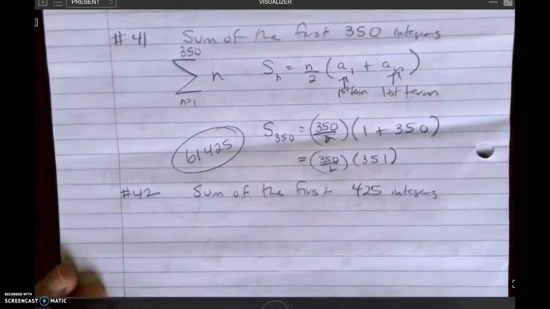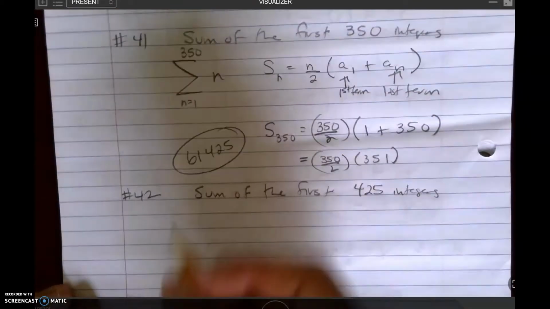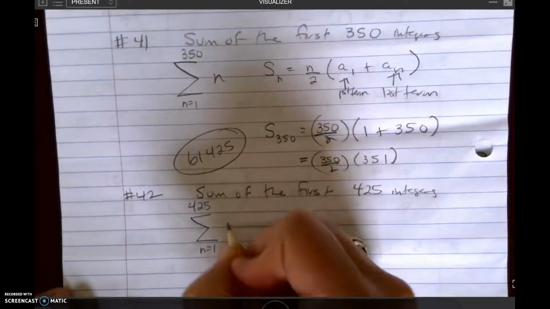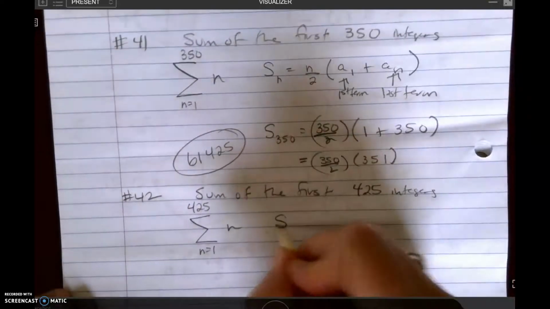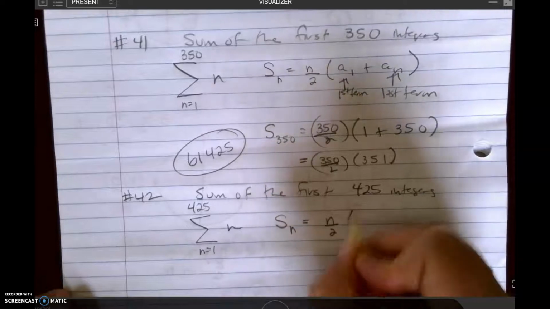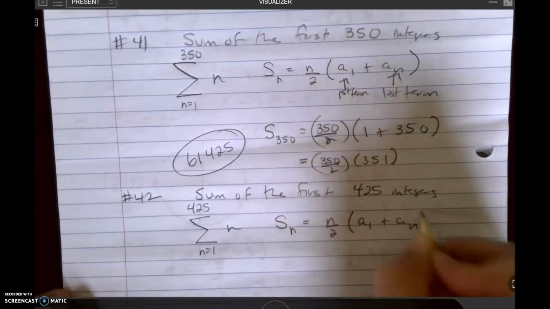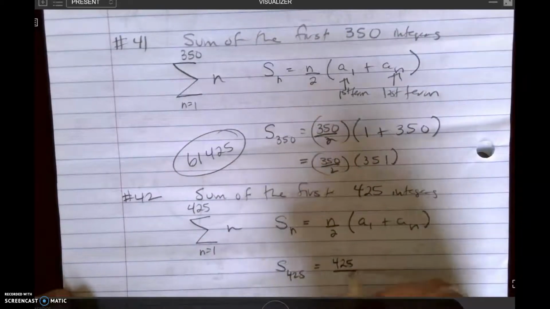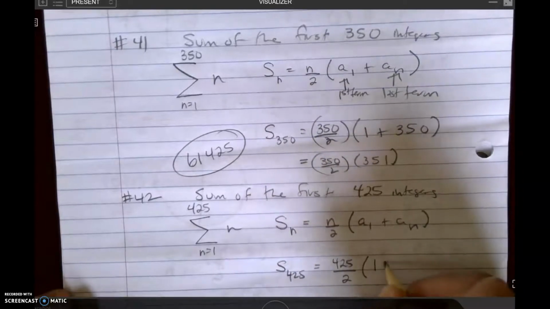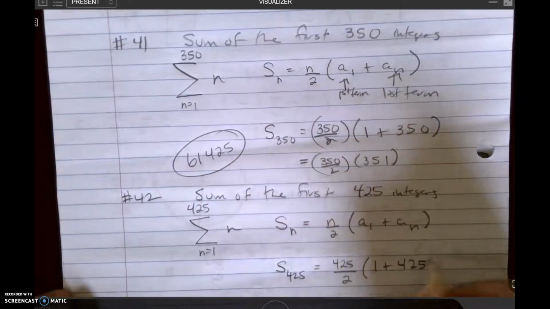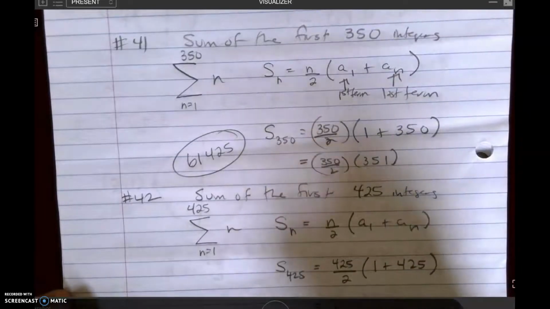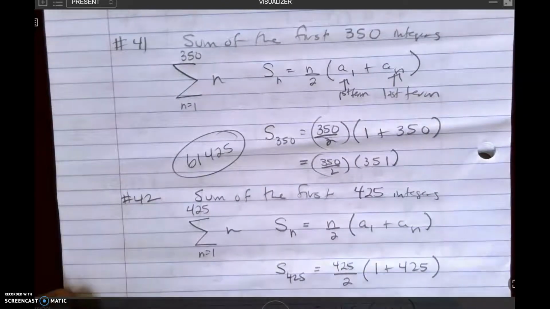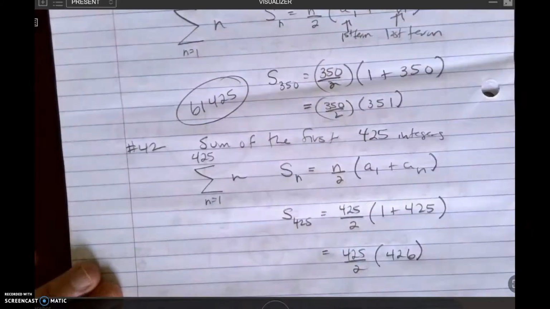Number 42 asks us to find the sum of the first 425 integers. So the same thing, from n equals 1 to 425, is simply n. So I'm going to use my same formula, since it's arithmetic. So S sub 425 is 425 divided by 2. The first term is 1, and the last term is 425. So I'm going to have 425 divided by 2 times 426.